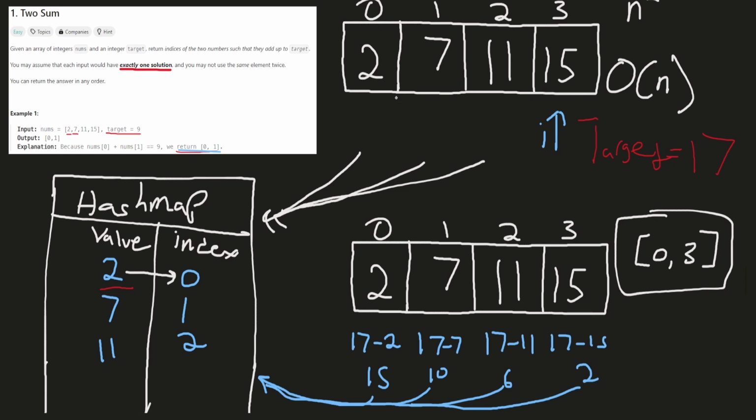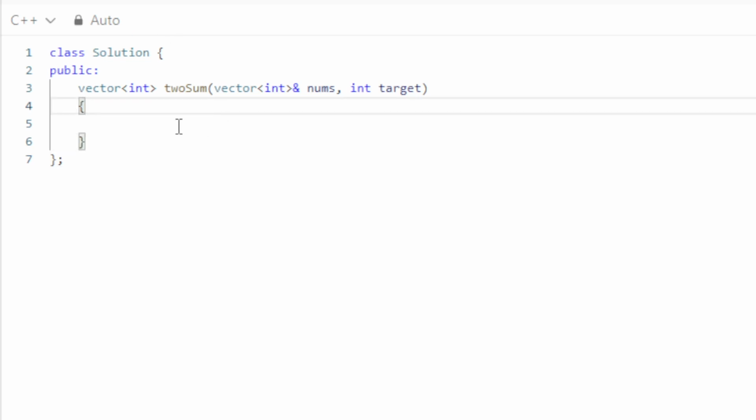And let's see how we can write down the code. Okay, let's analyze what's given to us. We have a class Solution, public, and we have a function that returns a vector of int variables, and we have a function called twoSum, which is our problem, and we are getting a reference called nums that is a reference to another vector of integers, and then we have a target that's an integer.